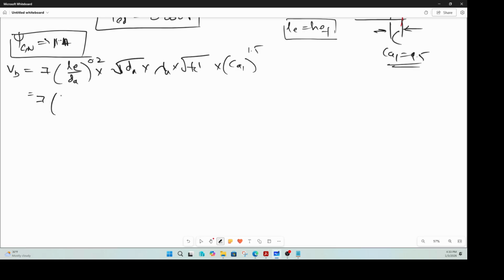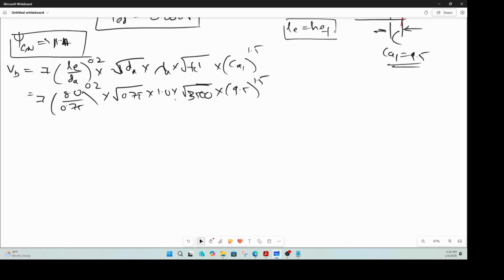So HEF is 8.0, diameter 0.75 to the power 0.2, square root of 0.75, lambda is 1.0, square root of FC prime, 35,000 psi concrete. Then this is 9.5 to the power 1.5. Okay.